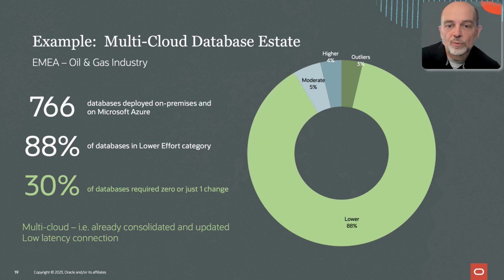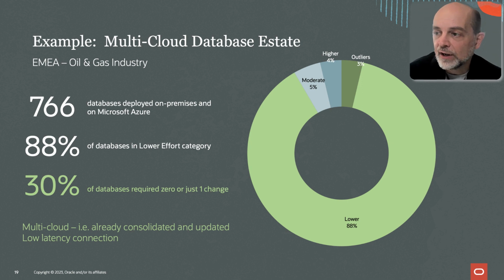The final thing I wanted to mention here was this is analyzing databases not on premises, but in Microsoft Azure. And because the customer themselves had migrated them to Azure previously, they'd gone through some level of consolidation and, if you like, cherry-picked the ones that are most applicable for cloud. So within that estate, we see an even higher number that are really ready for coming across into Autonomous very, very quickly. 30% of databases required 0 or 1 change, 88% in that low category.